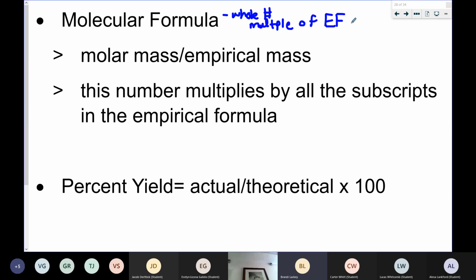Whenever we were trying to find the molecular formula, a lot of times they'll give us the molecular mass or molar mass of the substance. So we do the molar mass that they give us divided by the mass of our empirical formula. That ratio gives us a whole number. That tells us what number we need to multiply all of our subscripts by to get our molecular formula.